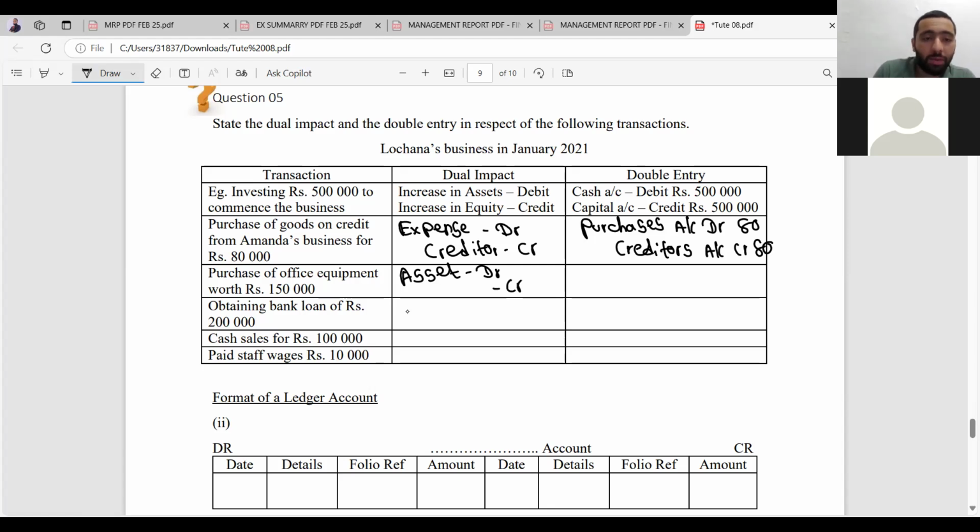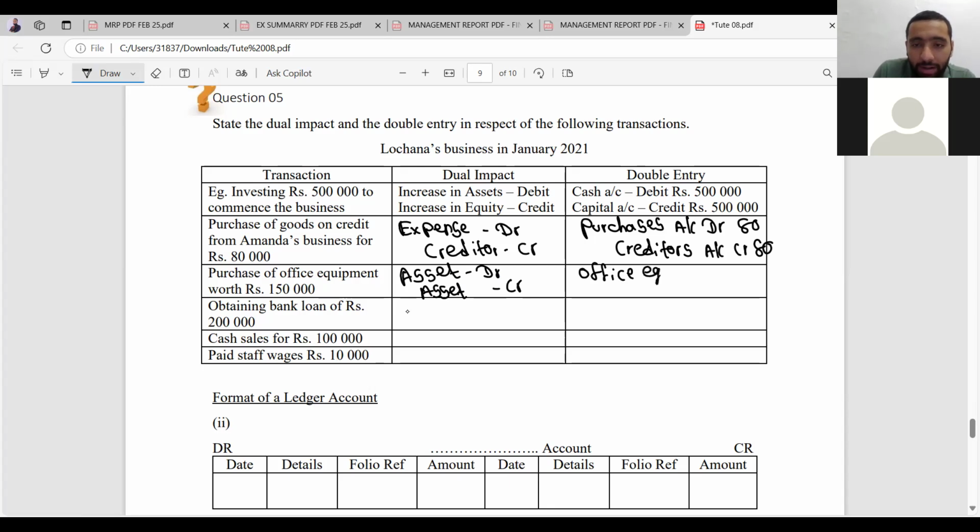What is the credit? You have purchased this for cash. Yes, your cash will go down. Your cash will go down, so your asset is credit. Very simple, straightforward, right? And then the double entry. What is the double entry for this? Very simple.